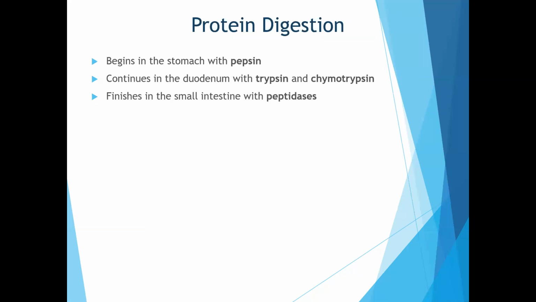So for protein, this does not begin until we get to the stomach. There is nothing in our saliva that can help us begin the digestion of protein. So it begins in the stomach with pepsin. It's going to continue in the duodenum with trypsin and chymotrypsin. And then in the small intestine, substances known as peptidases are introduced that also help us break down and absorb our protein.